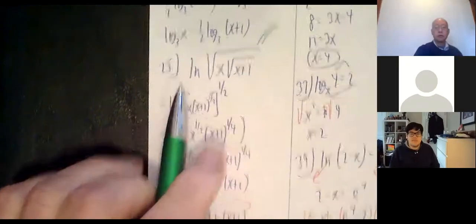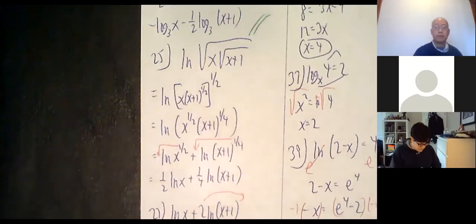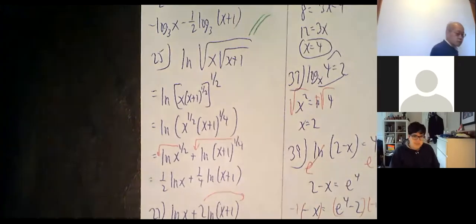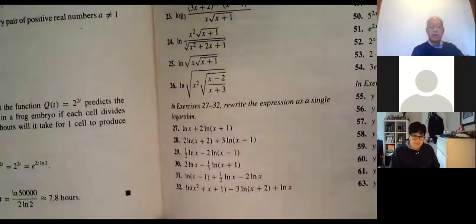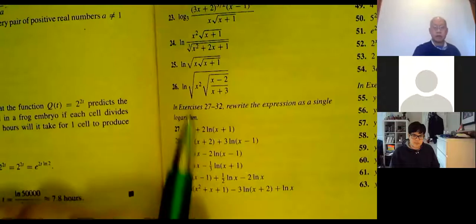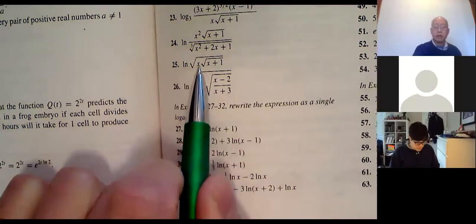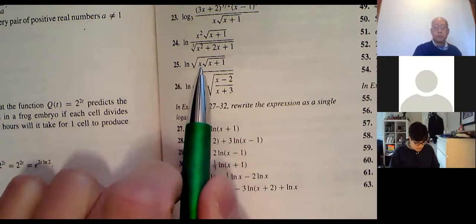All right, so let me do 25. It looks bad because there's a square root inside a square root. 25, kind of messy or even scary. Square root and another square root.